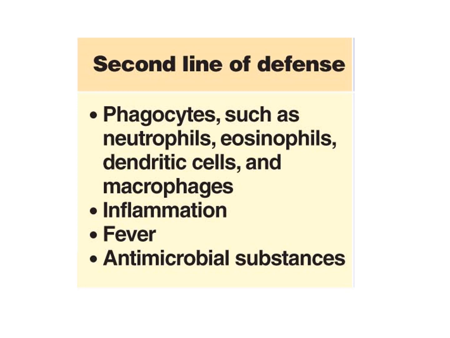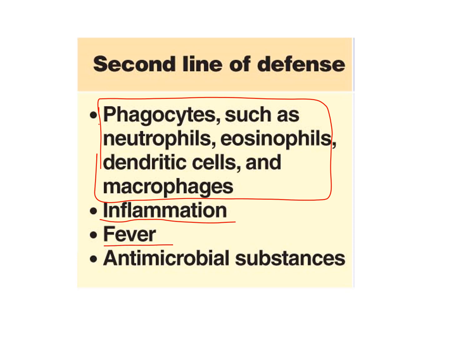So this part of the lecture is all about the second line of defense. Again, this comes into play once the microbes have gotten past your first line of defense and they are infecting your body. They have gained access to your tissues. This will involve a lot of the different white blood cells, leukocytes, that I talked about before, and different processes such as inflammation and fever, and then antimicrobial substances like complement and interferon.